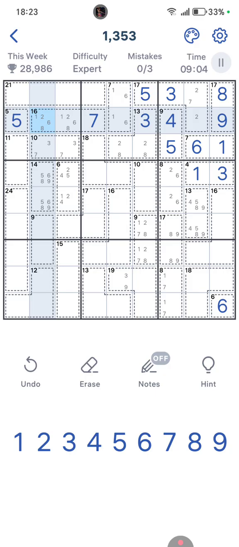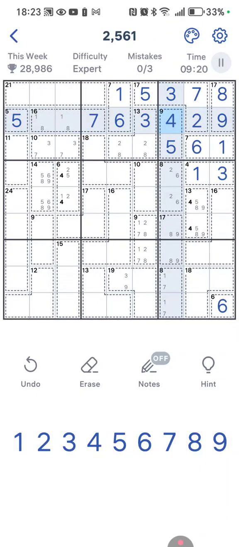Can't be 2 and 6. That makes that 2, 7, 6, 1. So 1, 2, 3, 4, 5, 6, 7, 8, and 9. 4 and 9. That means this has to be 4 and 9 as well. That means that is 7 and 2.